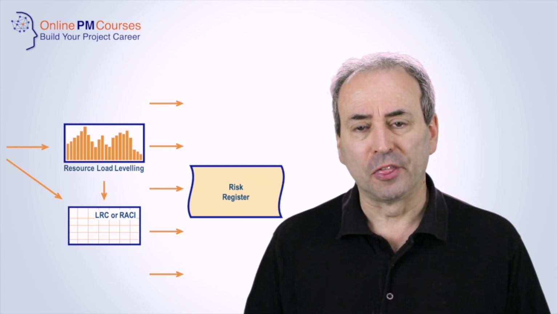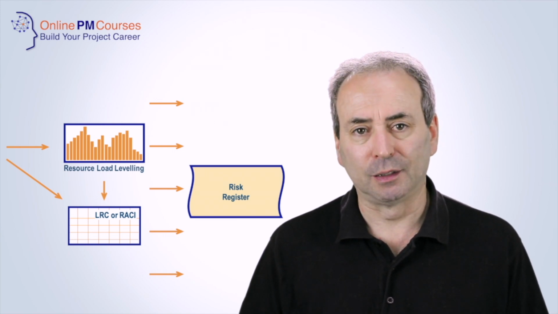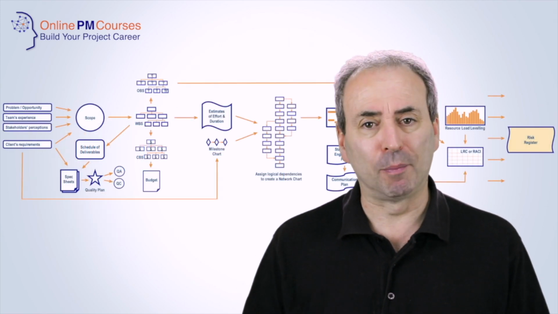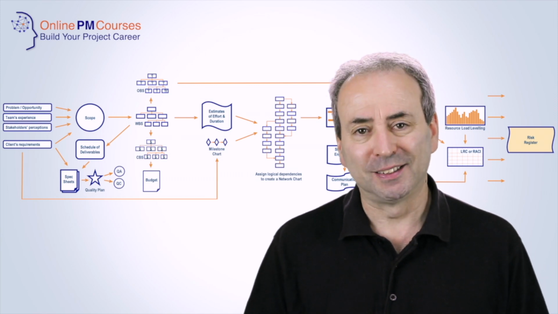So, the final thing to do in planning your project is to identify risks that arise from each element of your plan and to enter them onto your risk register. So now you have your full suite of project plans and your risk register from which you can manage the delivery of your project.